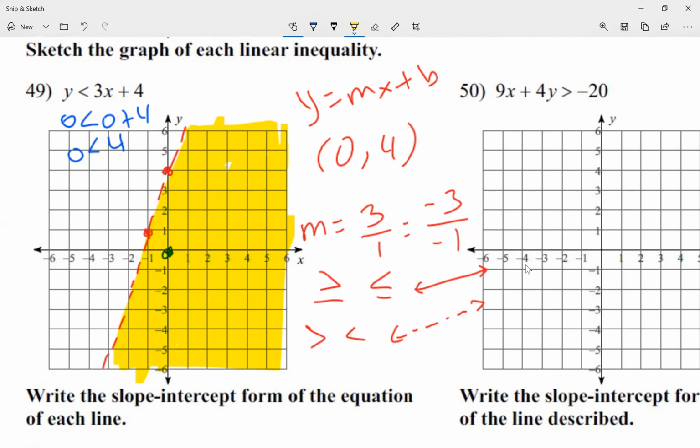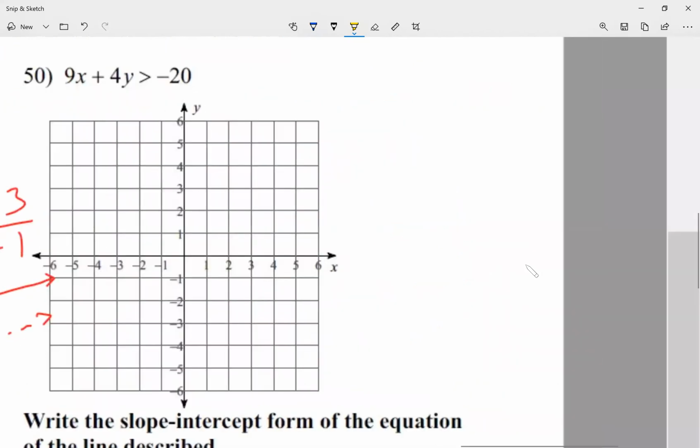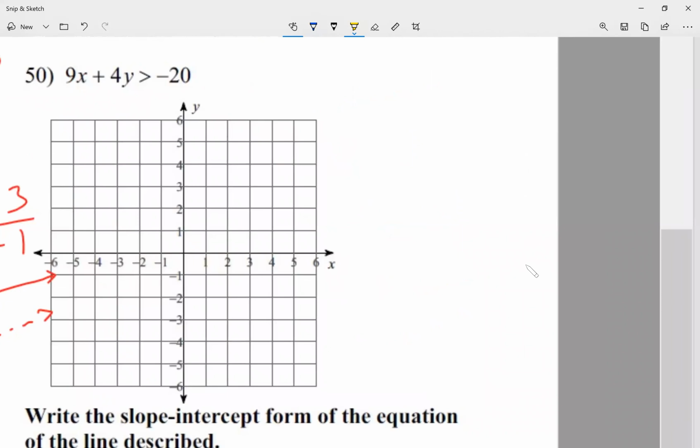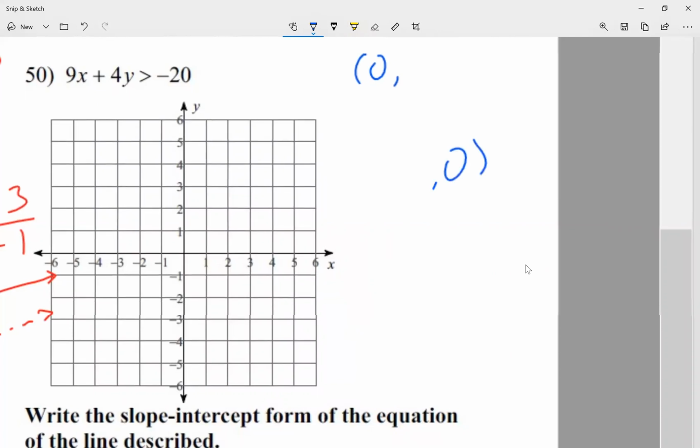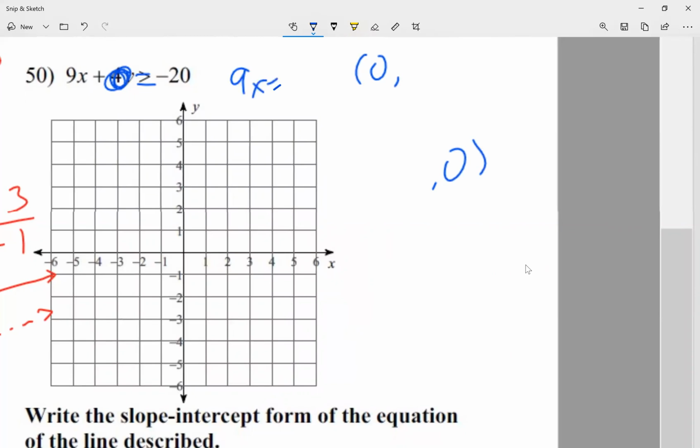Okay. Let's take a look at question number 50. It's given to me in standard form. So 2 points. The first thing I'm going to say, well, what if x equals 0? Or what if y equals 0? So if x equals 0, ignore the y thing. And I'm going to look at that as an equal sign. So I have that 9x is equal to -20. Oh, my bad. I was ignoring the x term, right?